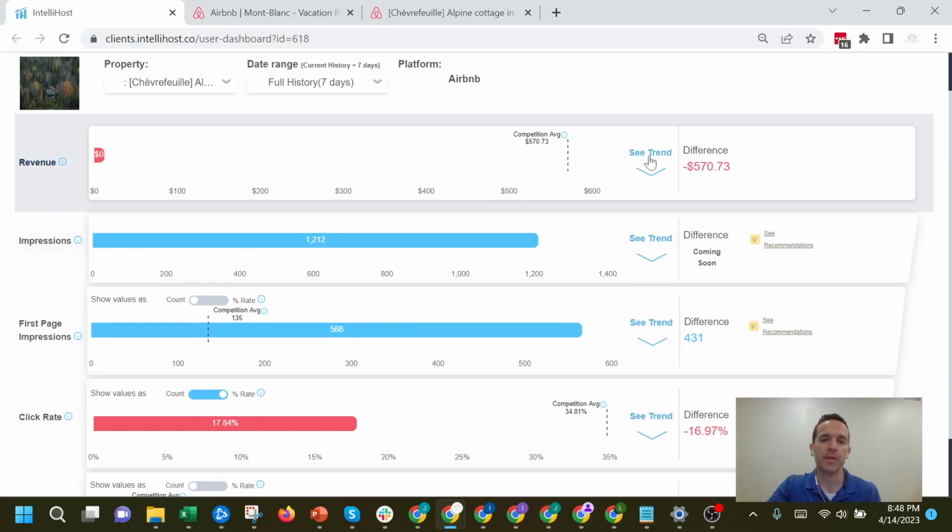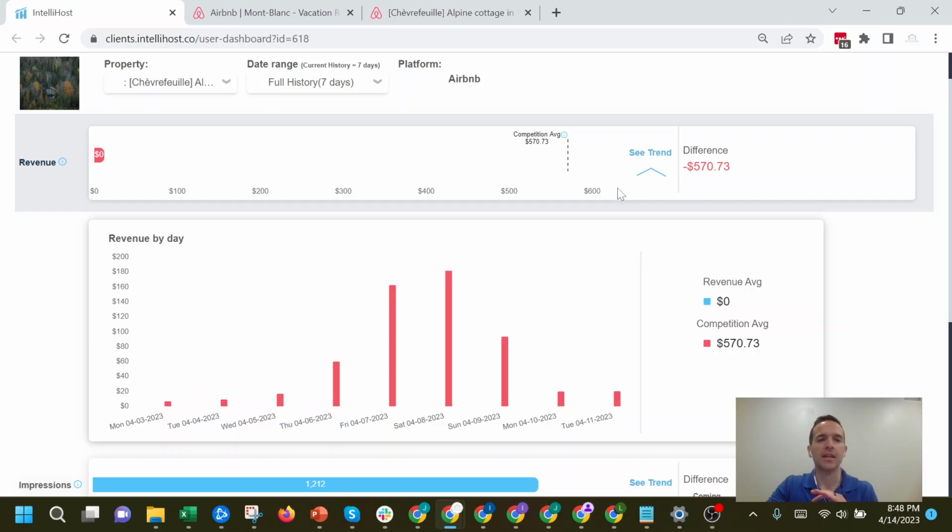open up her revenue. I like to just get a sense of where she's at in terms of her pricing and her occupancy. Now she only has 7 days of history here. Once she has a little bit more history, we can get more information. However, generally it looks like this is a pretty seasonal area, very heavy on weekends. You can see Friday, Saturday was when her competition was booked.